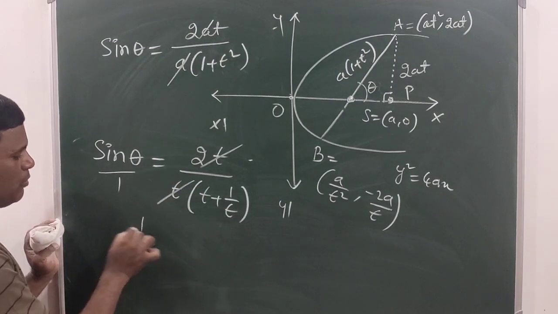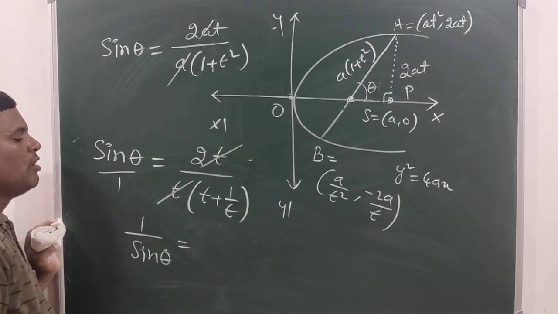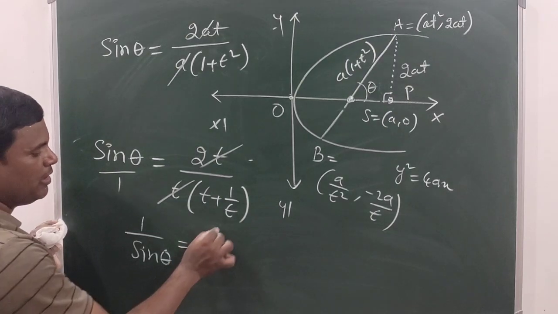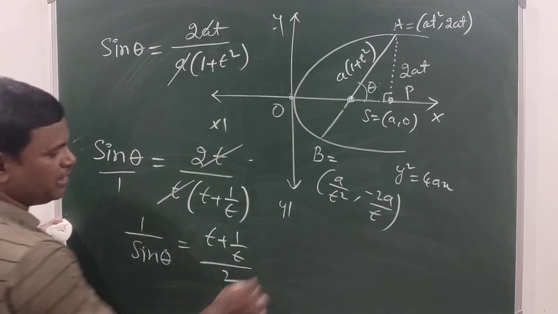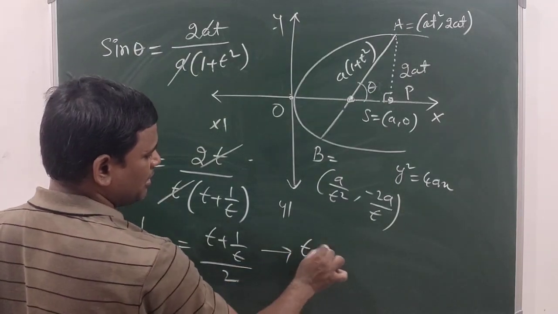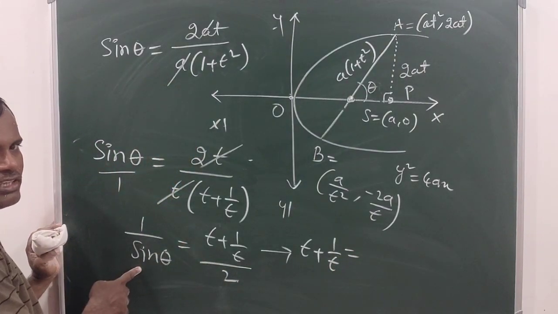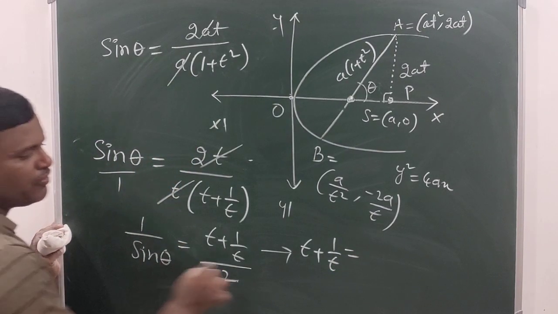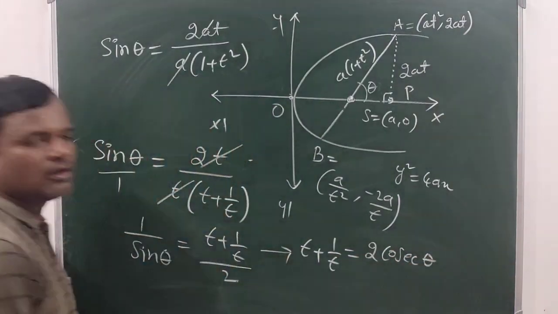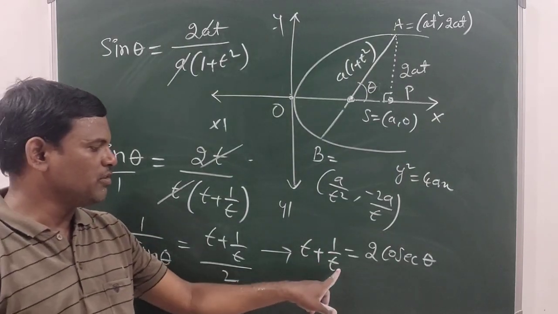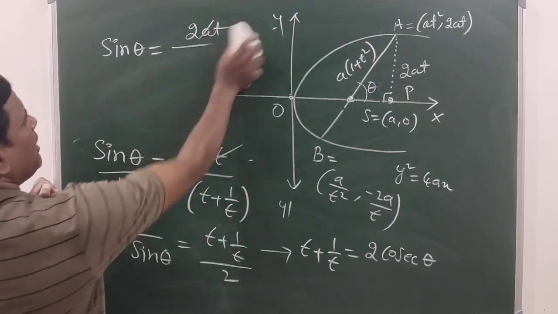Now take reciprocal on both sides. 1 by sin t is equal to, here what do you get? t plus 1 by t by 2. Now bring 2 to the left side. So what do you get? t plus 1 by t is equal to, so here 1 by sin theta is nothing but cosec theta. Now when you take 2 to the left side, you will get 2 cosec theta. So t plus 1 by t is how much? 2 cosec theta.